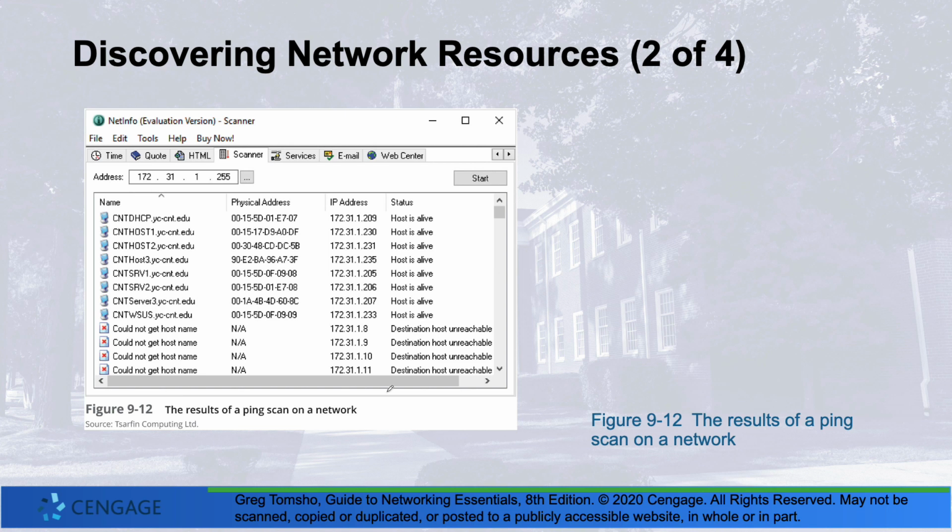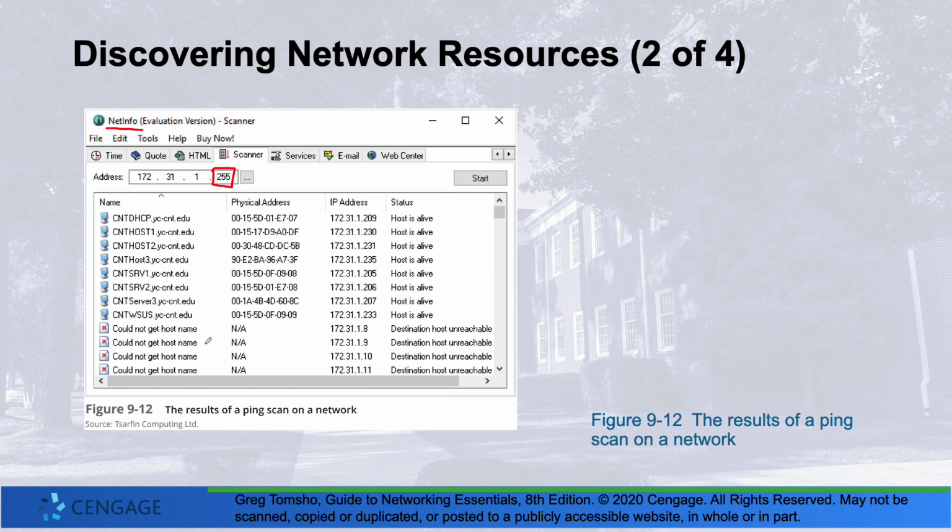Here is an example of a scanner. This is a ping scanner. It's called NetInfo. And what it's done is I've given it the address of this entire network. This is the broadcast address. So this piece of software interprets that it wants me to scan the whole network, and notice it did. It told me the names of the computers. These are the physical addresses, the MAC addresses, the IP addresses of those computers, and they are on.